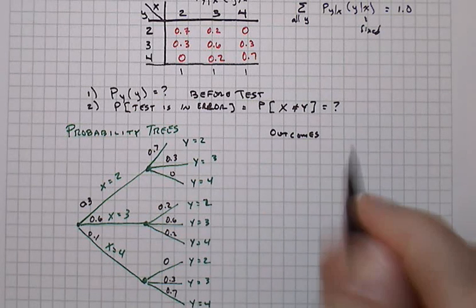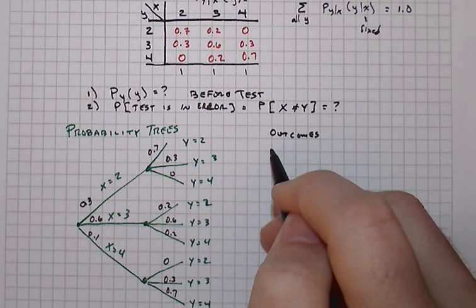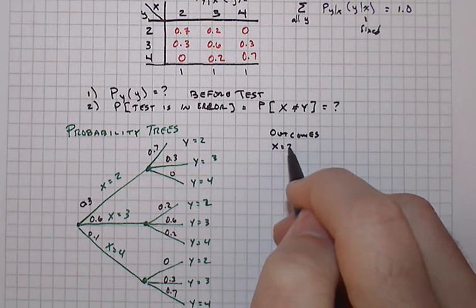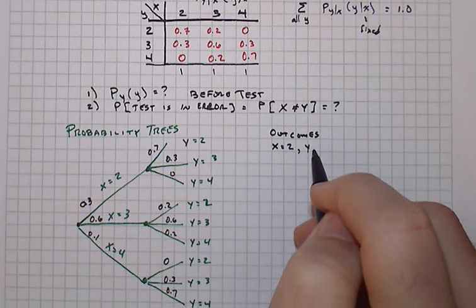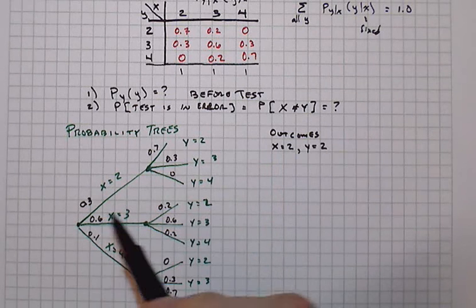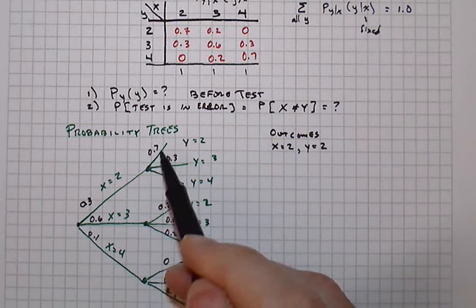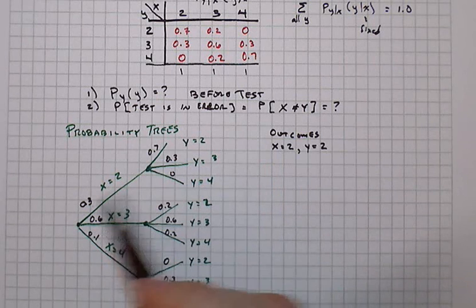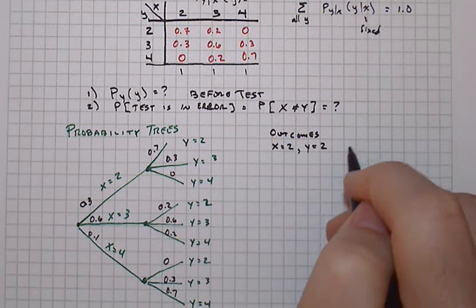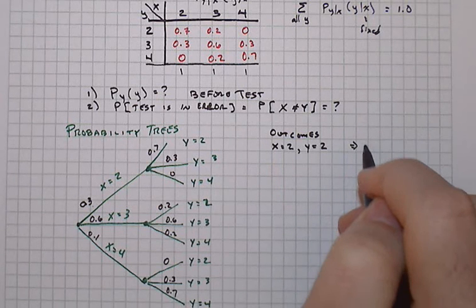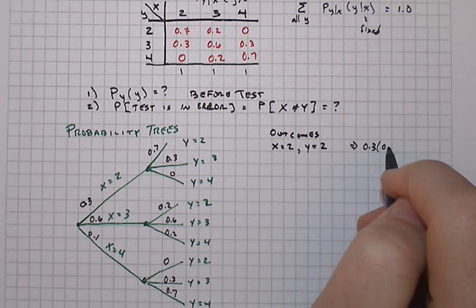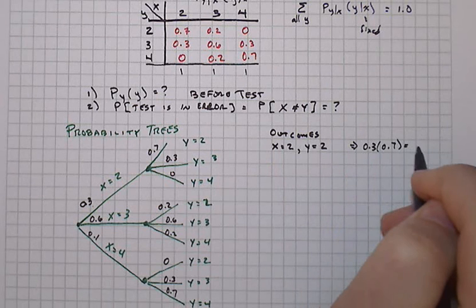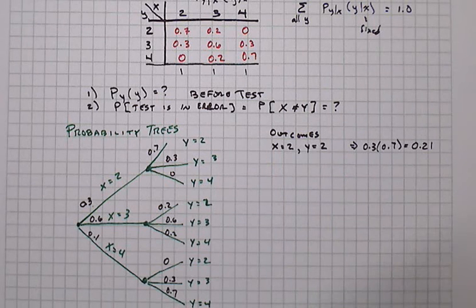So, for instance, the probability that x is equal to 2 and y is equal to 2 is now just the product of the probabilities that are on that tree. So 0.3 times 0.7 is going to be 0.21, so 21% chance.